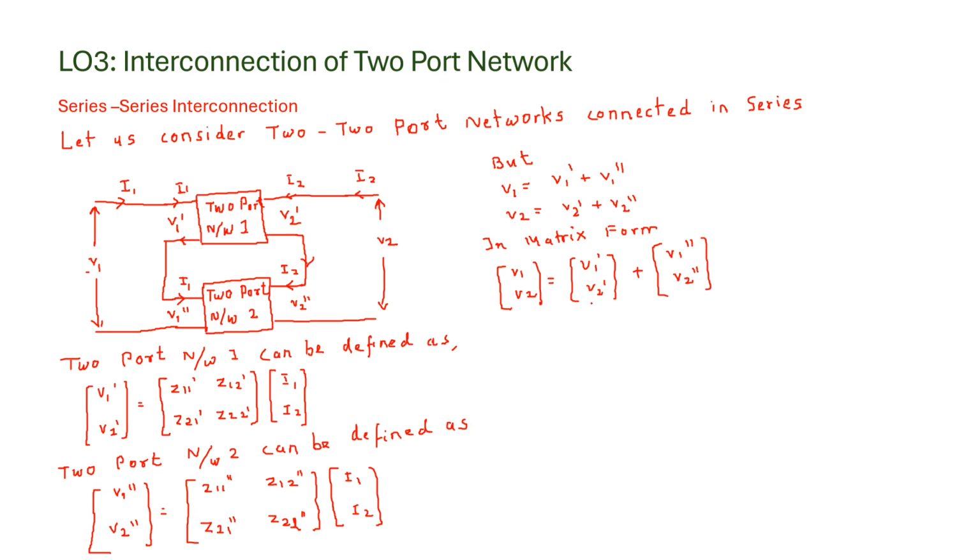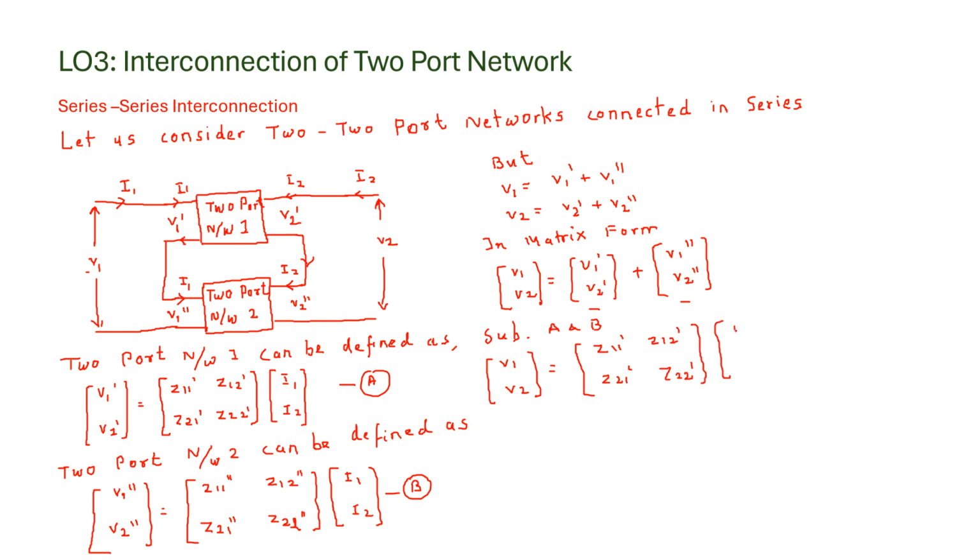Now substituting for this vector and this vector from equations A and B, we get V1 V2 is equal to Z11 dash, Z12 dash, Z21 dash, Z22 dash times I1 I2, plus Z11 double dash, Z12 double dash, Z21 double dash, Z22 double dash times I1 I2.